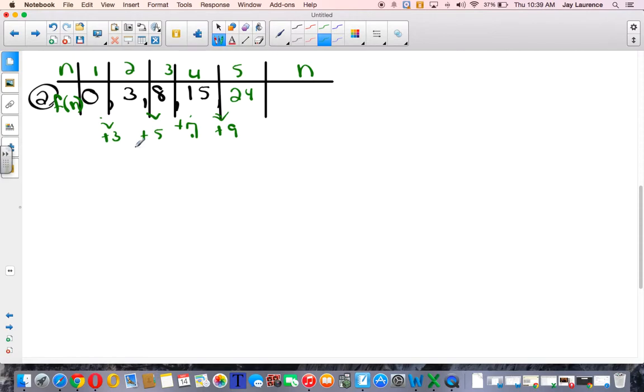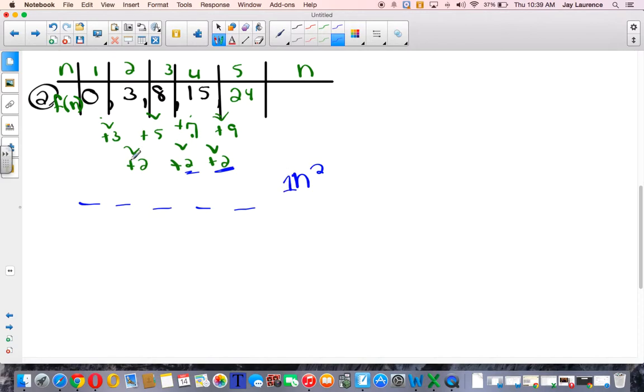Now, the first differences don't match, so I'll go down to the second differences. And look at that. They're always plus 2. Since their second differences are already the same, this is some type of n squared pattern. Now, remember, it's kind of a subtle point, the coefficient on n squared is half of this number. So if you want to put a 1n squared, you can.